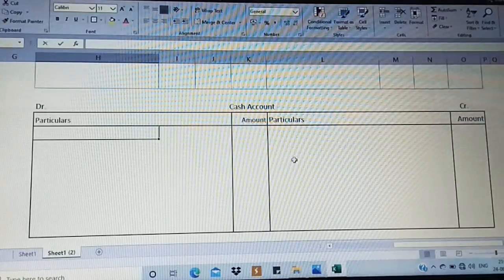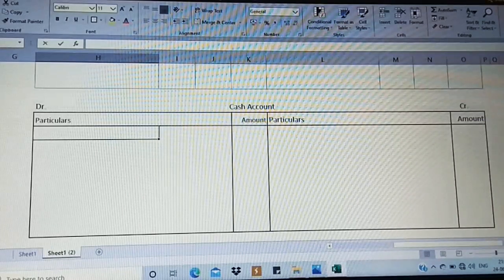See, ledger account in the sense the format is going to be same. Cash account is going to be the heading, right, debit column, that is debit side and credit side, and write particulars, single amount column, particulars and single amount column both. Now we are going to go for the preparation of this. So let us see what actually the items to be taken from the question. So let me minimize it.